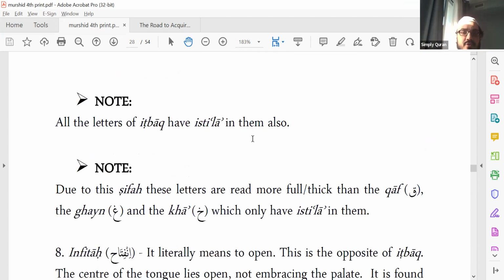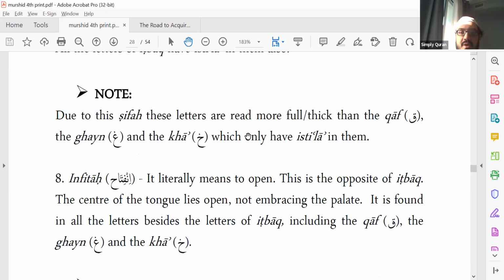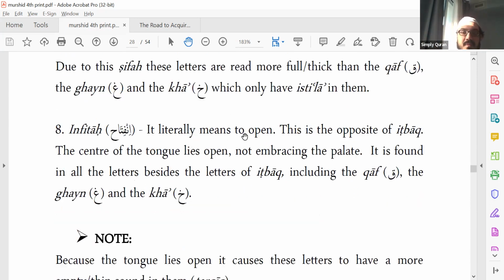Note, due to this sifa, these letters are read more full than the qaf, ghain, and kha. I think I mentioned this as well. Obviously, because these three letters, qaf, ghain, kha, only have isti'la, but these four have isti'la plus itbaq. So not only is the back part of the tongue being raised, but even the sides. So it's a very full, heavy letter, like the ta, ta.